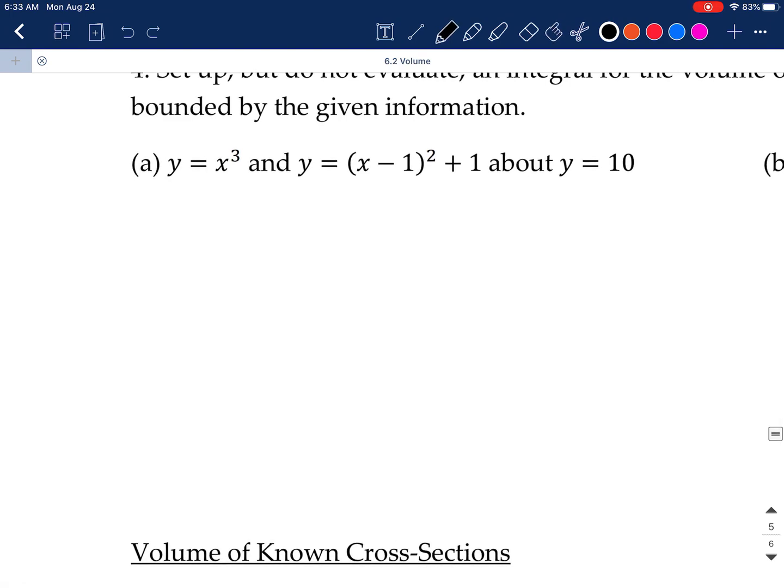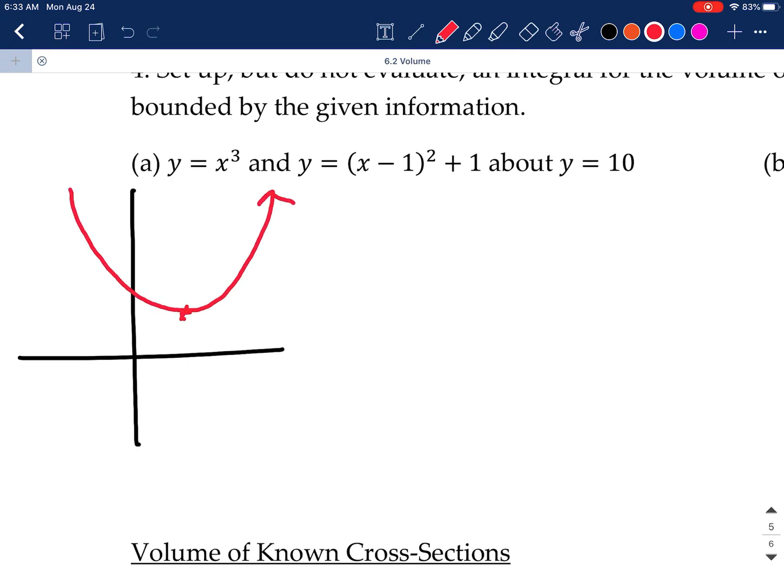All right, so for A, I want to draw a graph here. So we've got x cubed and (x minus 1) squared plus 1. So there's our parabola. And then there is our cubic. We should probably add in x equals 0 here as well. So what we're looking for is this region here.